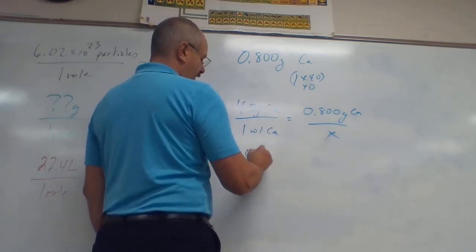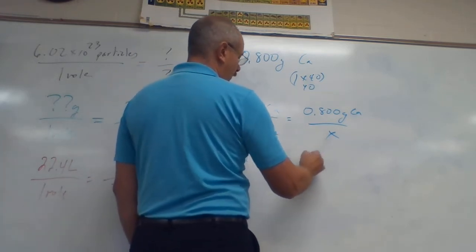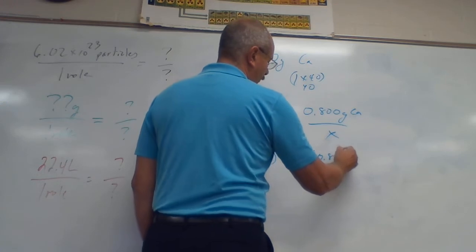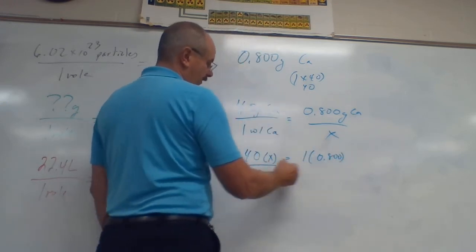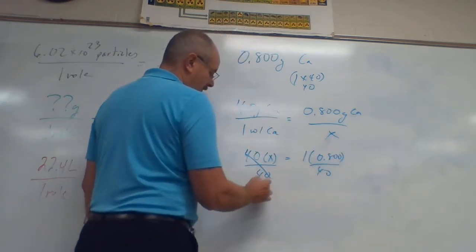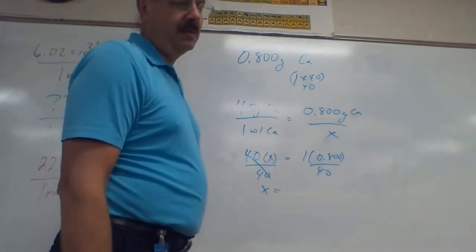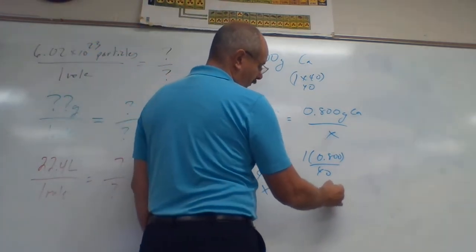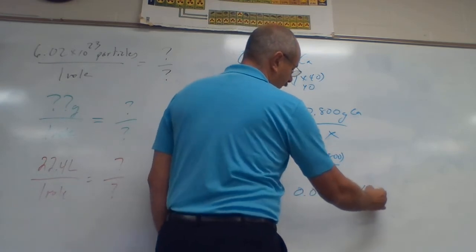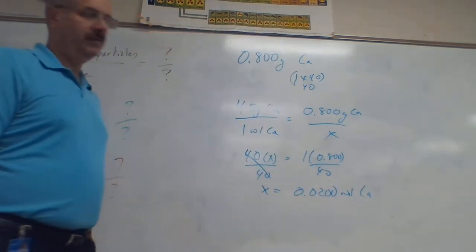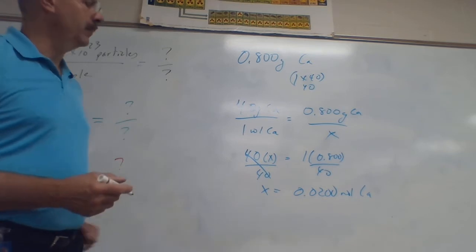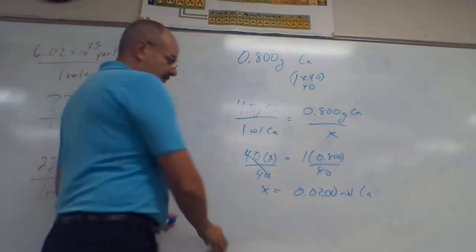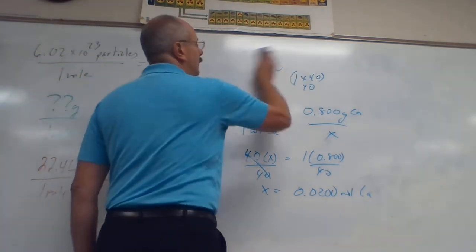Cross multiply, 40 times x equals 1 times 0.800. Get x by itself. There's x by itself. So you divide that out, and you're going to get 0.0200 moles of calcium, or 2.00 times 10 to the negative second. Alright, there's that one. On to the next one.